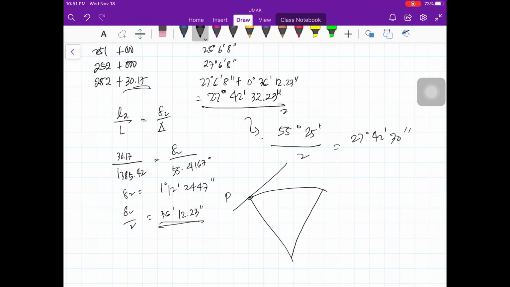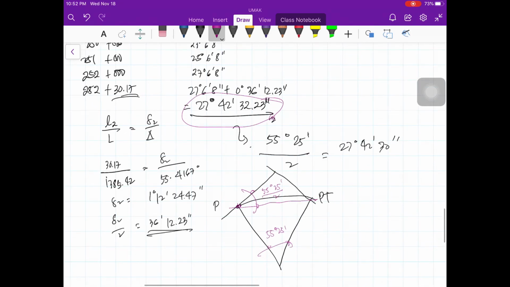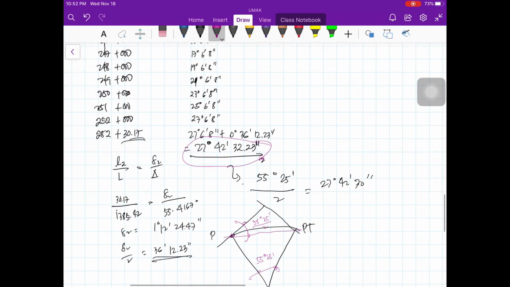If you'll connect PC to PT, so if this is 55 degrees and 25 minutes, the chord connecting these two must be 55 degrees and 25 minutes all over 2, right? Must be half. So the deflection angle of the last station must be half of this, which is correct. There are just a few errors, but it's close.